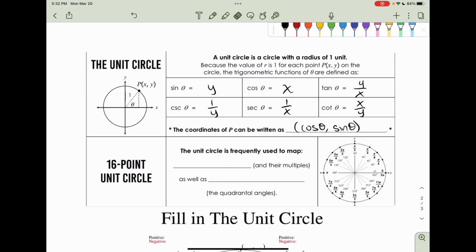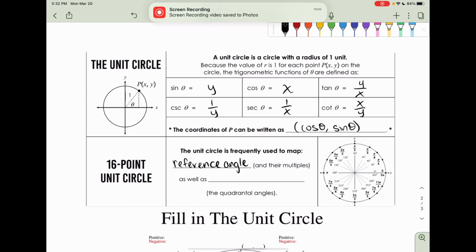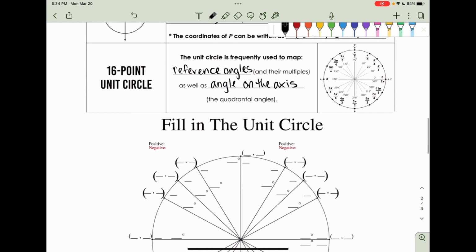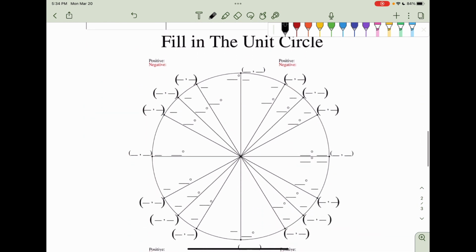So the unit circle is frequently used to map reference angles, the input, and their multiples, their coterminal angles, as well as angles on the axis, the quadrantal angles, to the values of sine and cosine. Okay, so let's start filling in our unit circle using this knowledge of reference angles.